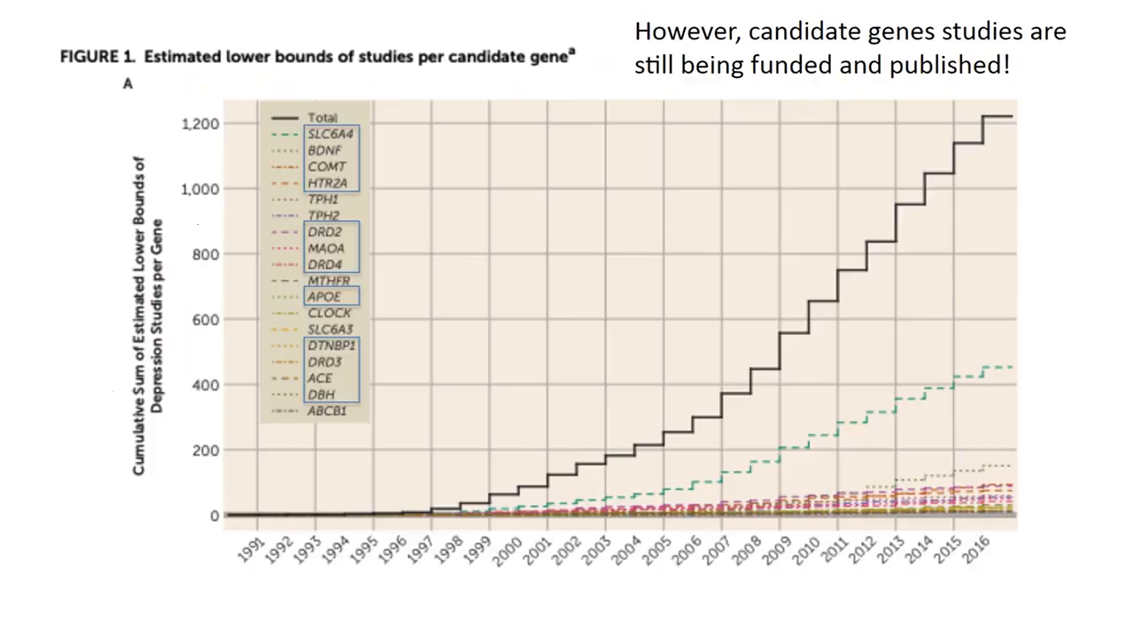The other thing is that what the Border paper showed clearly was that candidate gene studies are still being funded and published. So funding agencies are still funding candidate gene studies, and people are still publishing them. And it's really quite interesting how the largest data sets, millions of individuals, can show that there's no association, but the funding agency can still fund the grant in the area. I think the ones I highlighted in the blue boxes here are ones I've published on in an earlier life that I now disavow.